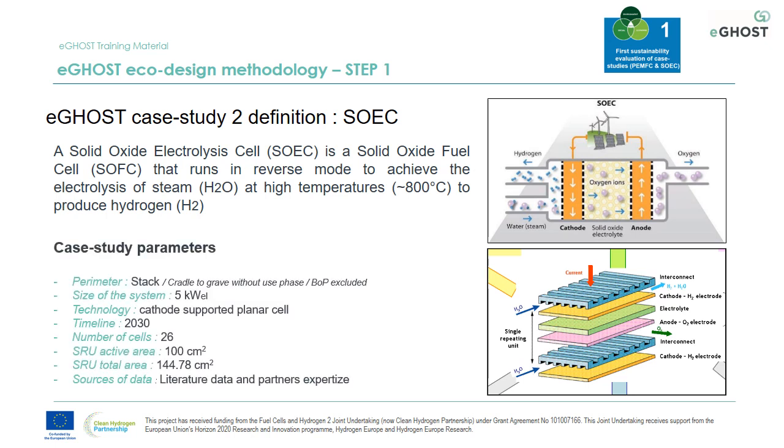The parameters taken within the framework of the eGHOST project for this case study was also the stack with a cradle to grave perimeter without the use phase. And the size of the system taken was a 5 kilowatt stack. The technology is a cathode-supported planar cell, and we use some prospective data to model a stack that will be currently developed at 2030.